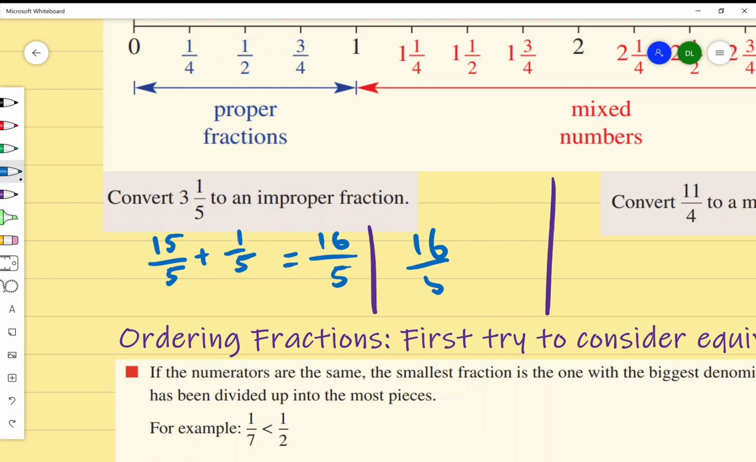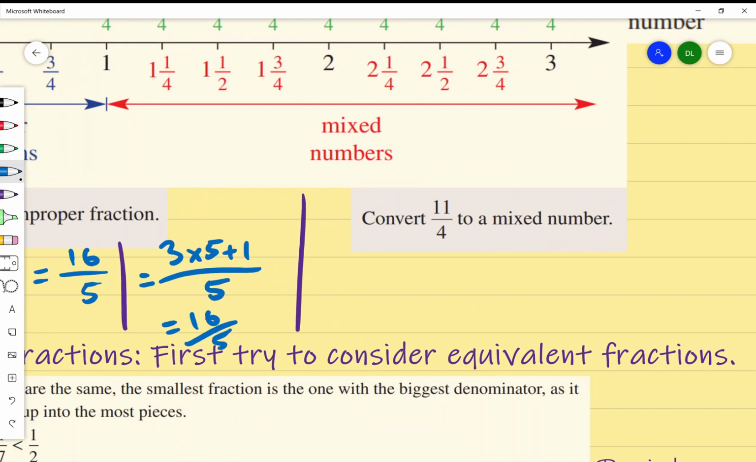So I'll just show you how I did that in steps. It's 3 times 5 plus the 1 over the 5, which gives us 16 over 5. Both methods are completely fine. I just prefer doing it this way, and you can do this as well if you'd like. So that was from mixed number to improper fraction. How do we go backwards from improper fraction to mixed number? So I multiplied the denominator and the whole number. What's the opposite of that? No.